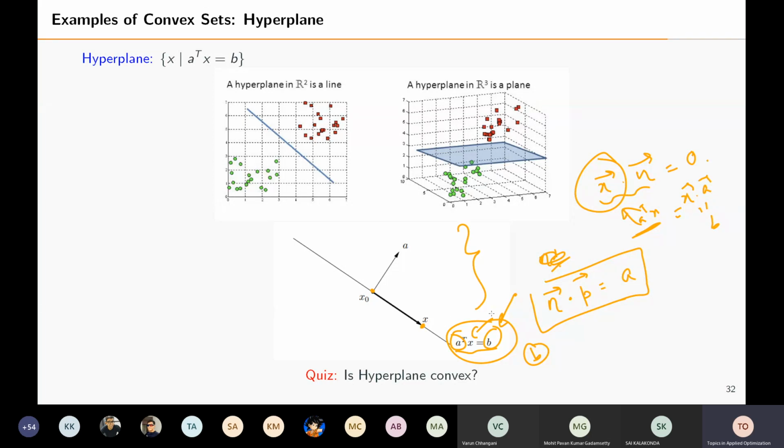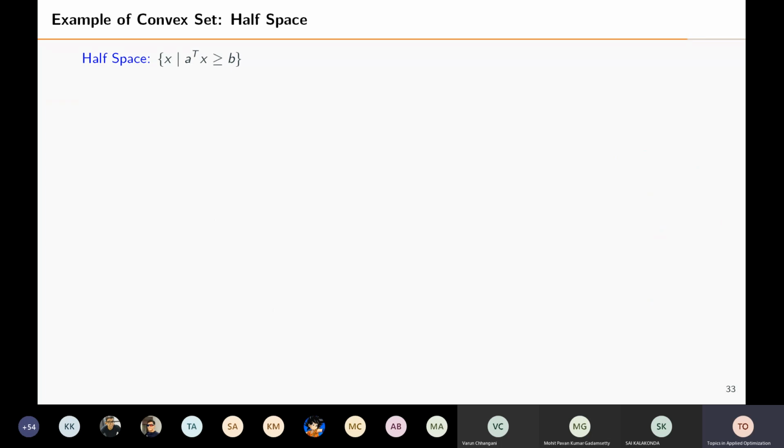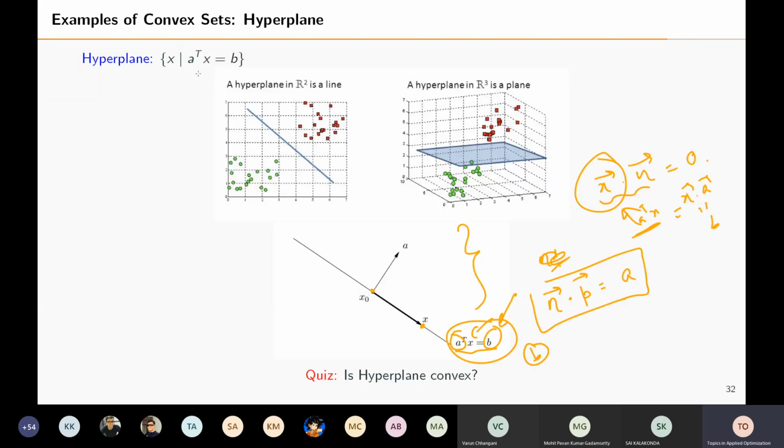So in general, if b is not equal to 0, then it's a plane not passing through the origin, because x equals 0 does not satisfy the equation. If b is non-zero, then the plane doesn't pass through the origin. Okay, so now there is another geometric object which is called a half space. So if you compare this, the equation was A transpose x equals b.